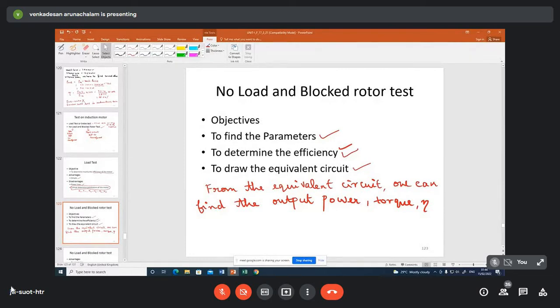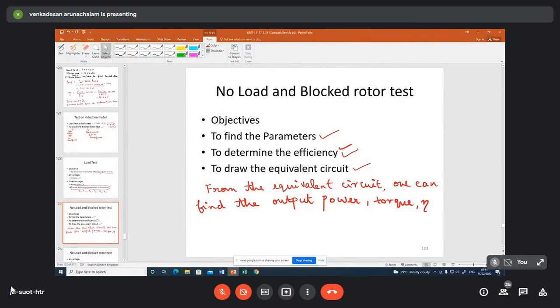So this is very similar to the transformer open circuit test and short circuit test. By conducting open circuit test and short circuit test in the transformer, what are the parameters we will obtain? We will find the parameters of the machine. Same way, using this no load test and blocked rotor test, we can find the parameters of the induction motor. Parameters means stator resistance, stator reactance, rotor resistance, rotor reactance, core resistance, and magnetizing reactance.